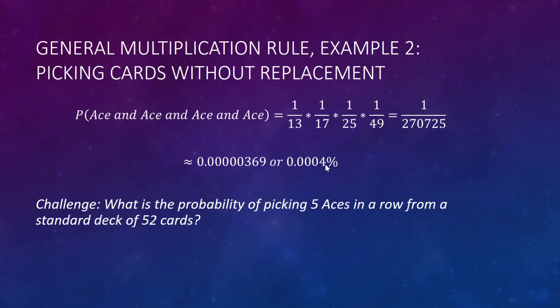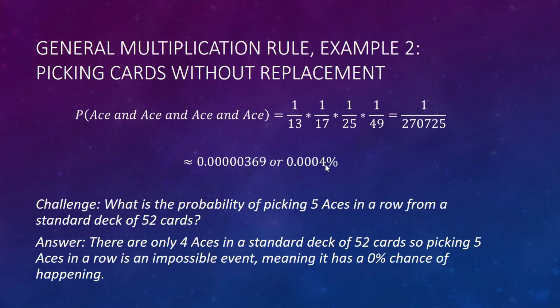Can you figure out the probability of picking 5 aces in a row from a standard deck of 52 cards? Pause the video, write down your answer, and then unpause it to see if you're correct. There are only 4 aces in a standard deck of 52 cards, so picking 5 aces in a row is an impossible event, meaning it has a 0% chance of happening.